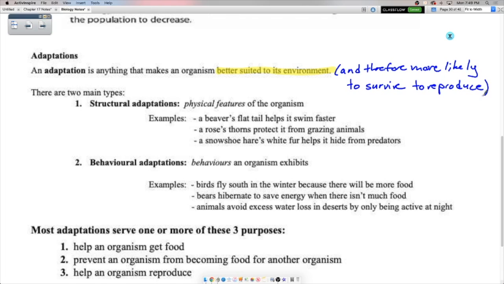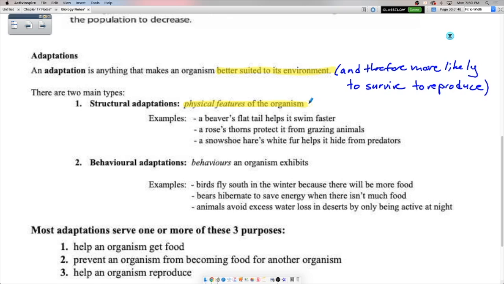Okay, so an adaptation makes you suited to your environment so that you are more likely to survive long enough to reproduce. Now, there are two main types of adaptations. There are structural adaptations, which are actual physical features of the organism, like body parts basically, that you can point to and say that thing that it has gives it an upper hand in survival. Okay, so just some examples. A beaver's flat tail, right? That helps it to swim faster. It acts like flippers. You can see why a beaver would want to swim faster, right? It helps it gather food more quickly, helps it build its shelter, all that stuff.